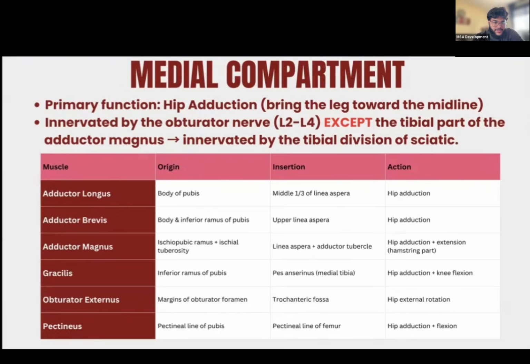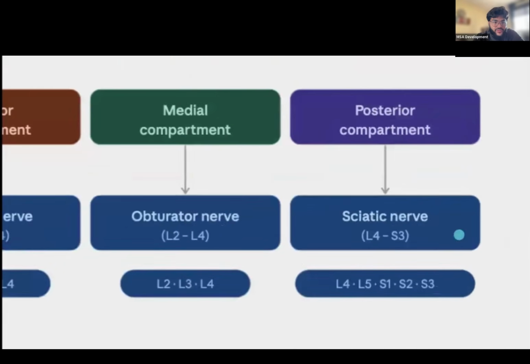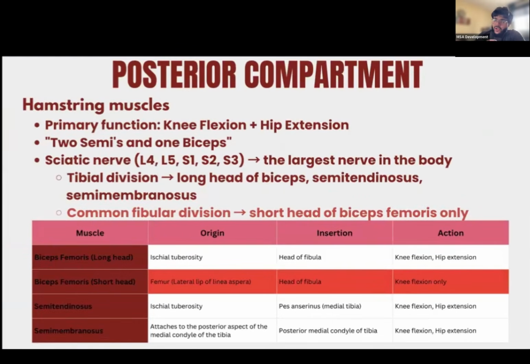All right, continuing on, we have the nervous supply to the posterior compartment of the thigh, where again it's supplied by the sciatic nerve. We have two divisions of the sciatic nerve, as we mentioned earlier: the common fibular and the tibial division. Common fibular is responsible for the nervous supply to the short head of the biceps femoris only, and the rest are all supplied by the tibial division of the sciatic nerve.